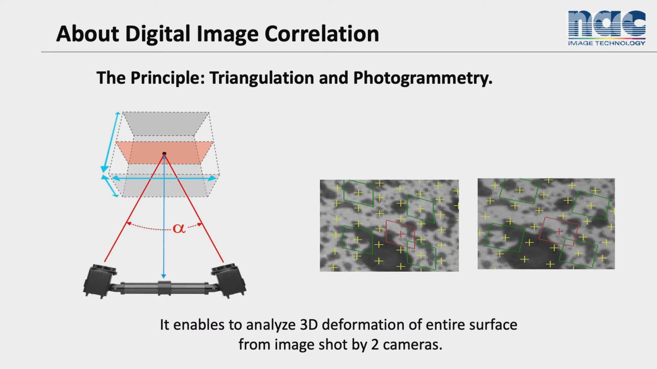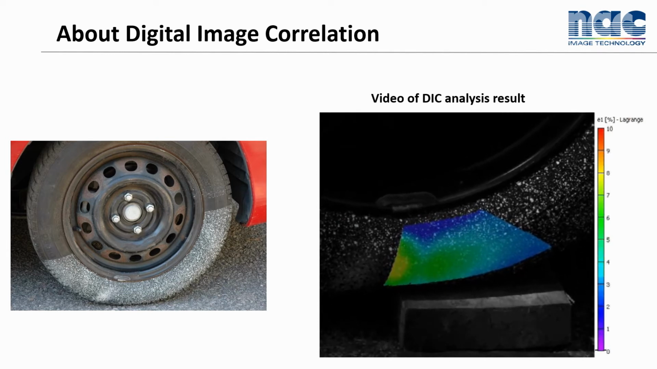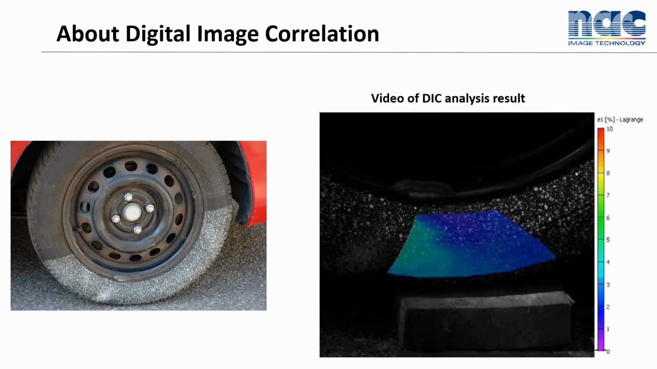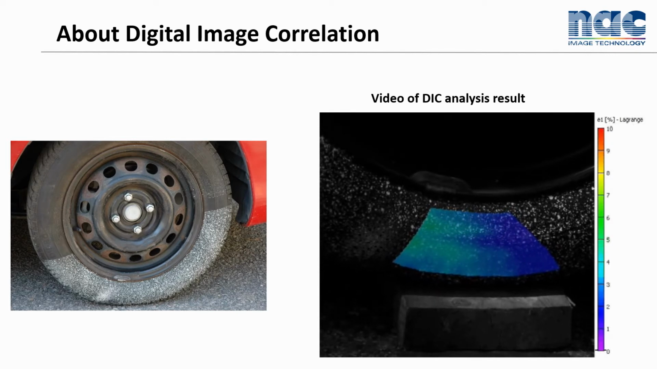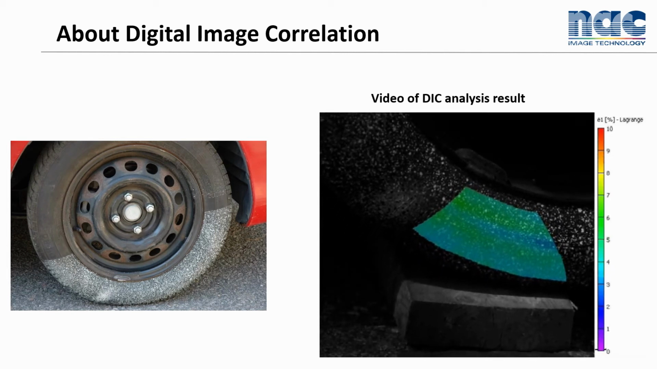The system principle of DIC is based on triangulation and photogrammetry. The distance and angle of the two cameras can be defined by using a calibration chart. It enables us to analyze the 3D deformation of the entire surface from images taken by two cameras. And this is a video of a DIC analysis result in tire rotation. We can analyze the deformation with DIC application like this video.